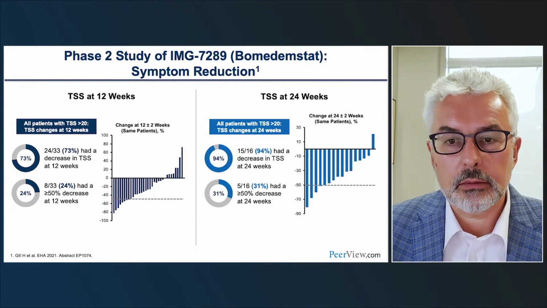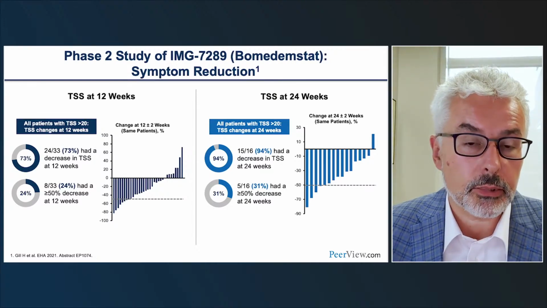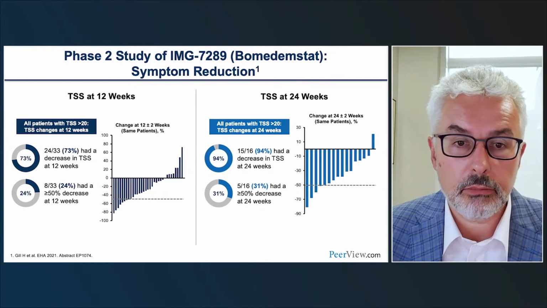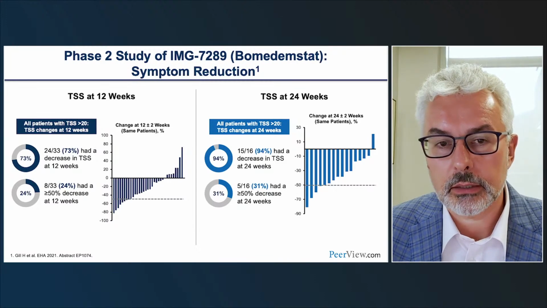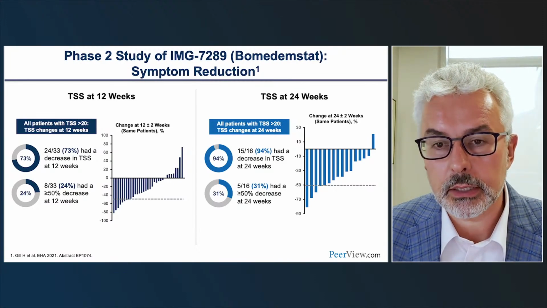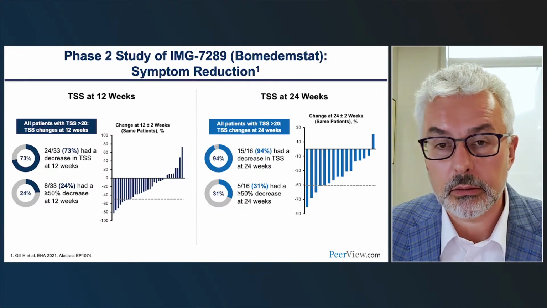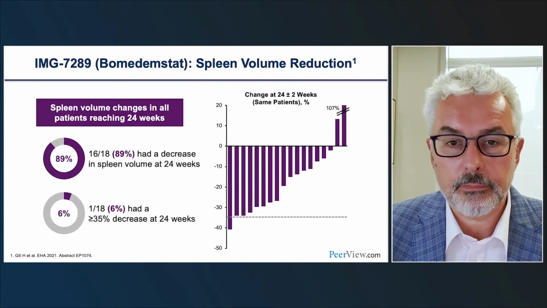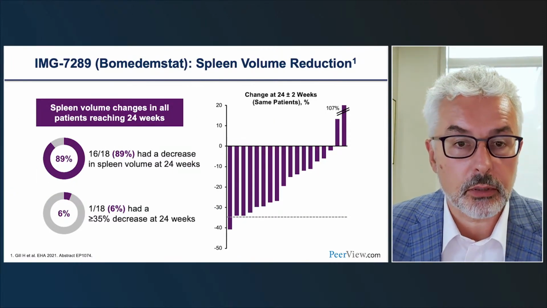So I would be very interested in pursuing that particular benefit of bomedemstat because, look, a 24% response rate, that's a 50% decrease in the symptoms by 3 months and a 31% decrease by 6 months. It's very good, not to mention that there are not too many therapies that you can give in this population of patients. Now, on the spleen side, the result is a little bit more modest.